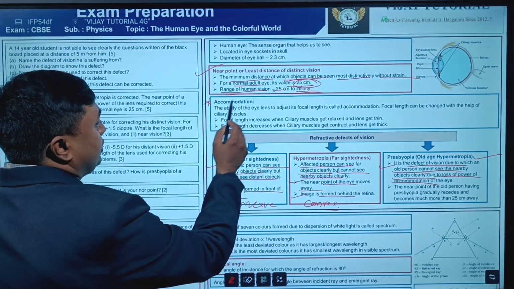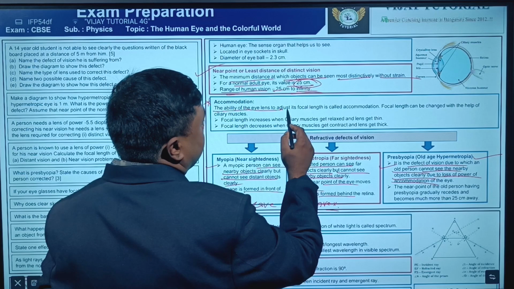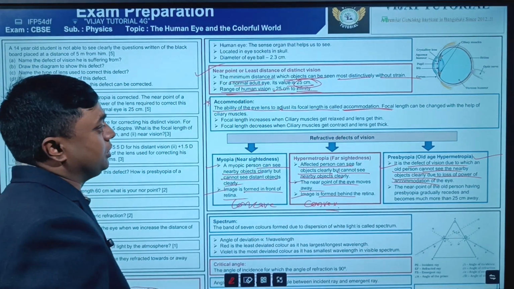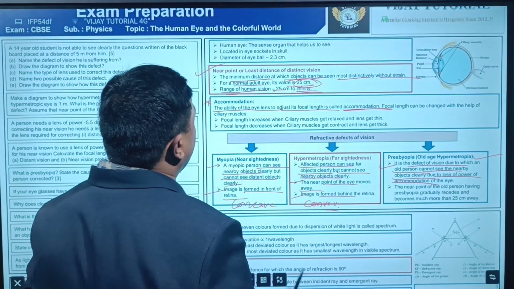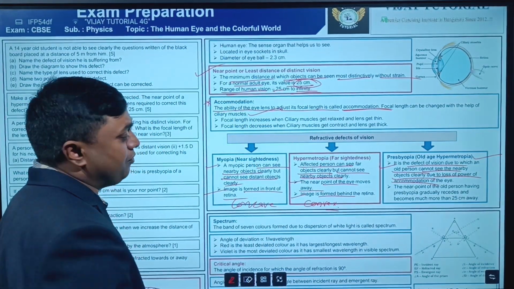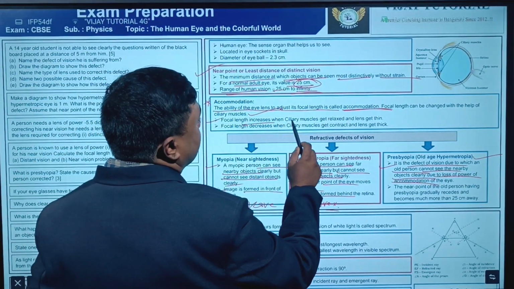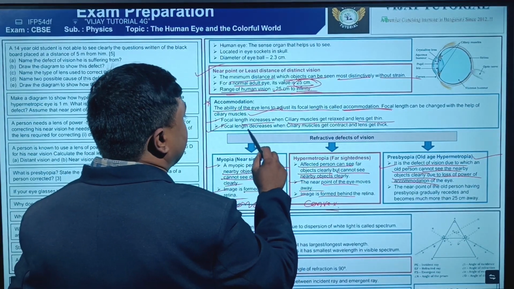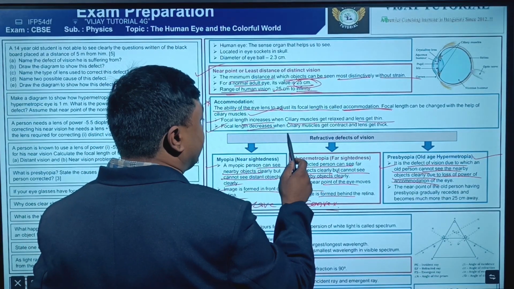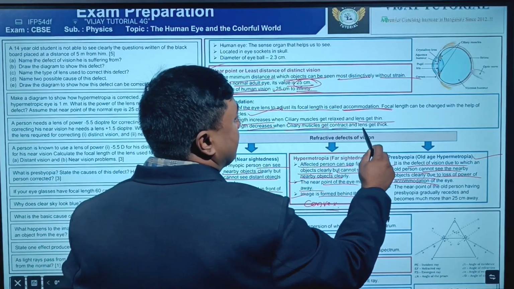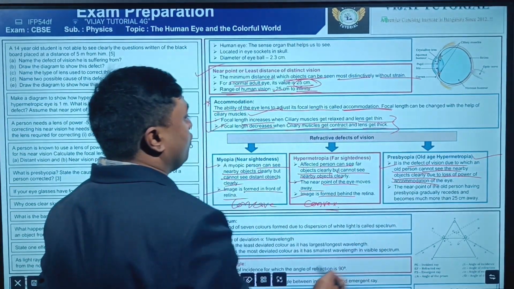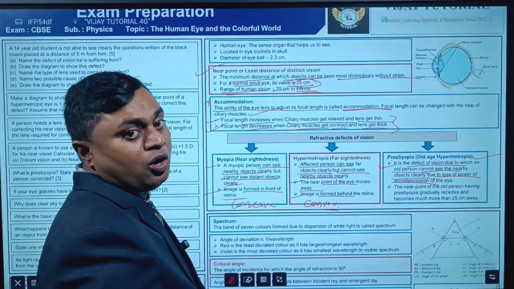What is accommodation? See the definition. The ability of the eye lens to adjust its focal length is called accommodation or power of accommodation. The focal length can be changed with the help of ciliary muscles only. Very important: focal length increases when the ciliary muscles get relaxed and the lens becomes thin. And focal length decreases when the ciliary muscles contract and the lens becomes thicker. These are the two reasons for increasing or decreasing of focal length.